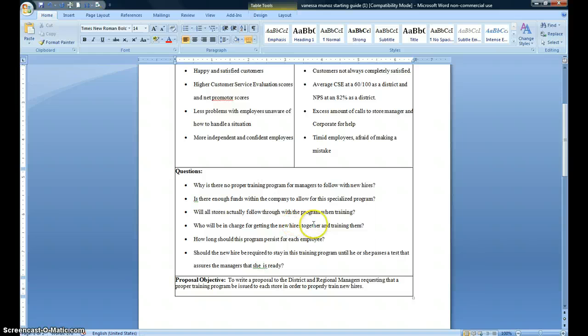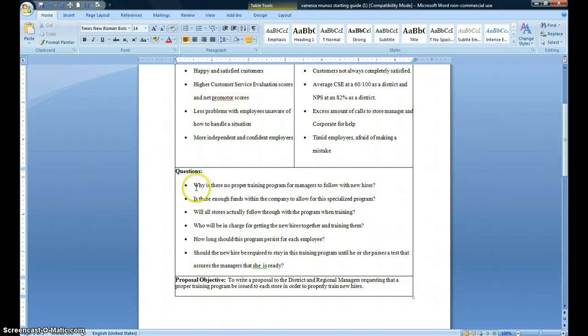Who will be in charge of getting the new hires together and training them? That's too specific, and that's something she probably needs to answer with her research, but that's not central to the problem. How long should this program persist for each employee? She's focused too much on the training itself and not on why it should be happening and the quality of the training. Should the new hire be required to stay in this training program until he or she passes a test that ensures the manager that she is ready? Okay. Again, it's focused too much on the solution.